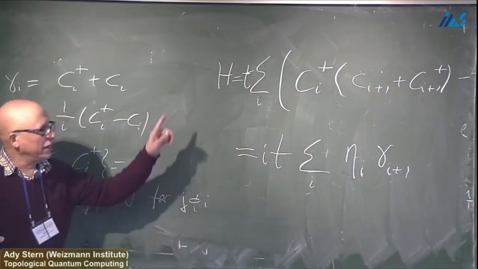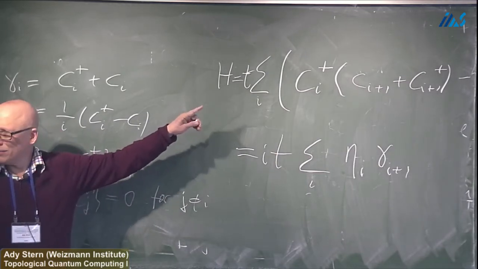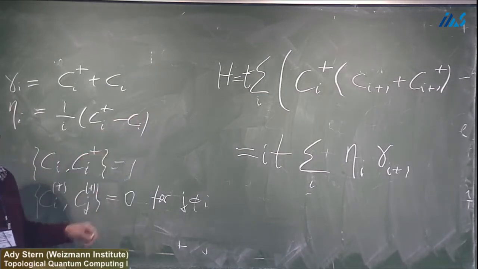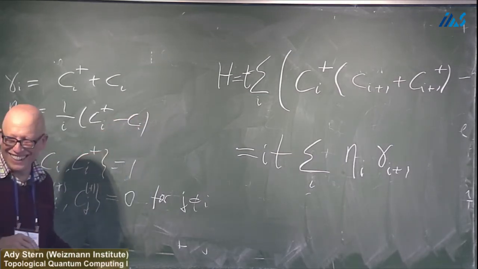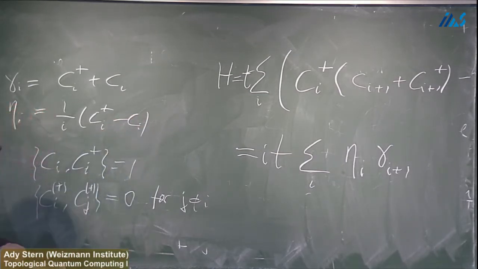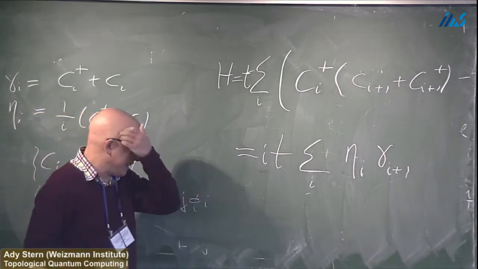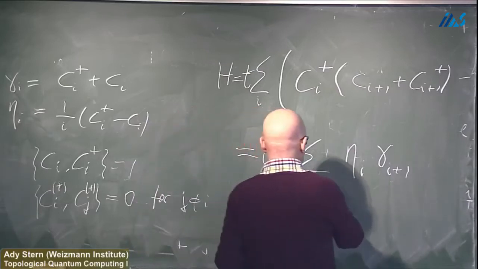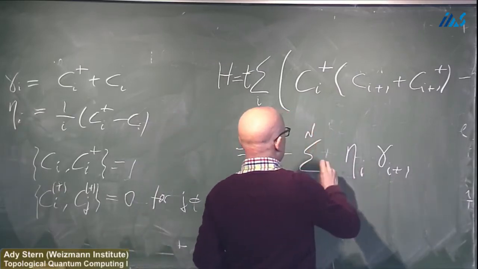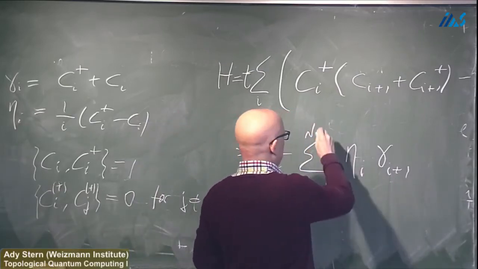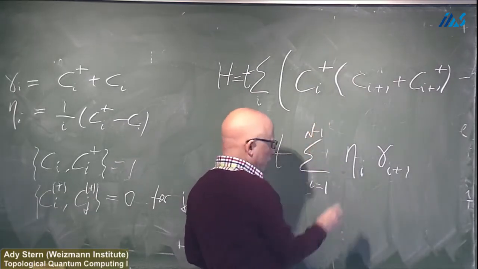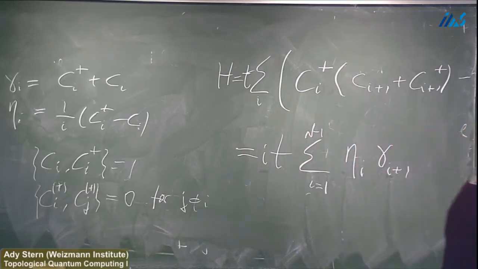Other questions? So did anyone find where I made a mistake here? If I did? I didn't. That's unlikely. In any case, this is how the Hamiltonian looks. Now, i goes from 1 to n. We have n sites, so i will go from 1 to n minus 1, because this is limited by n.